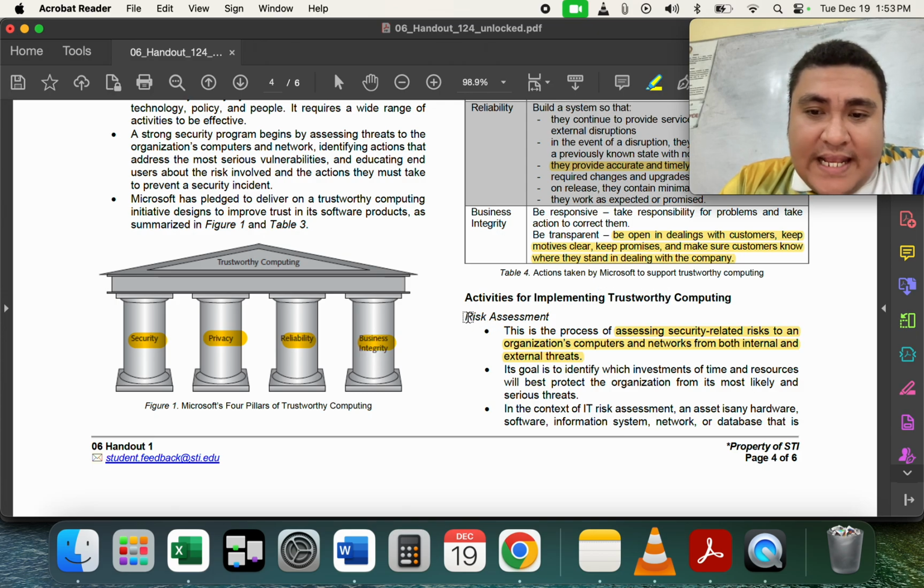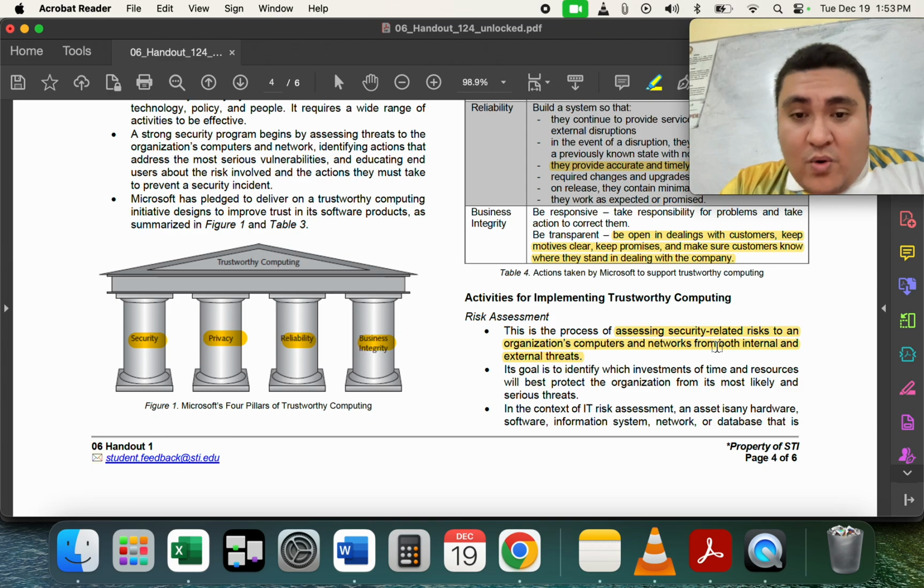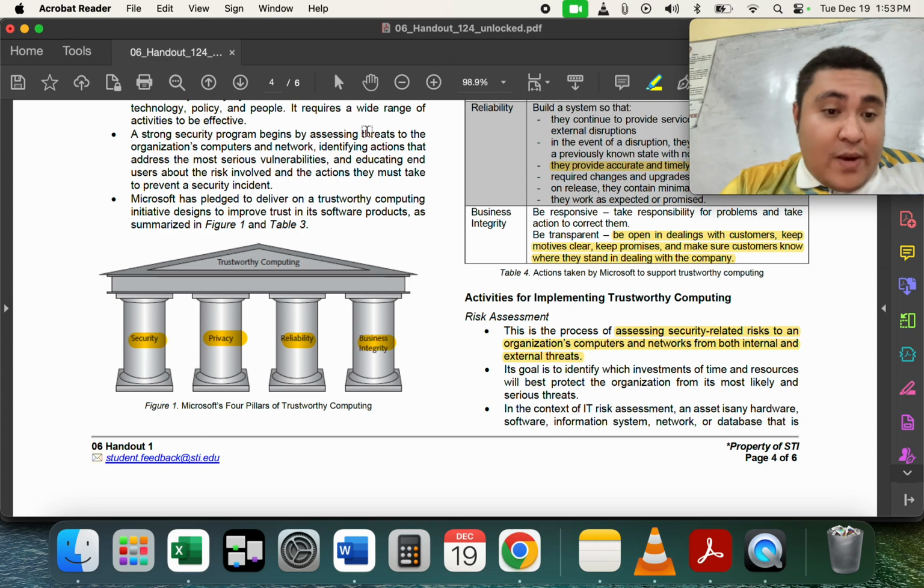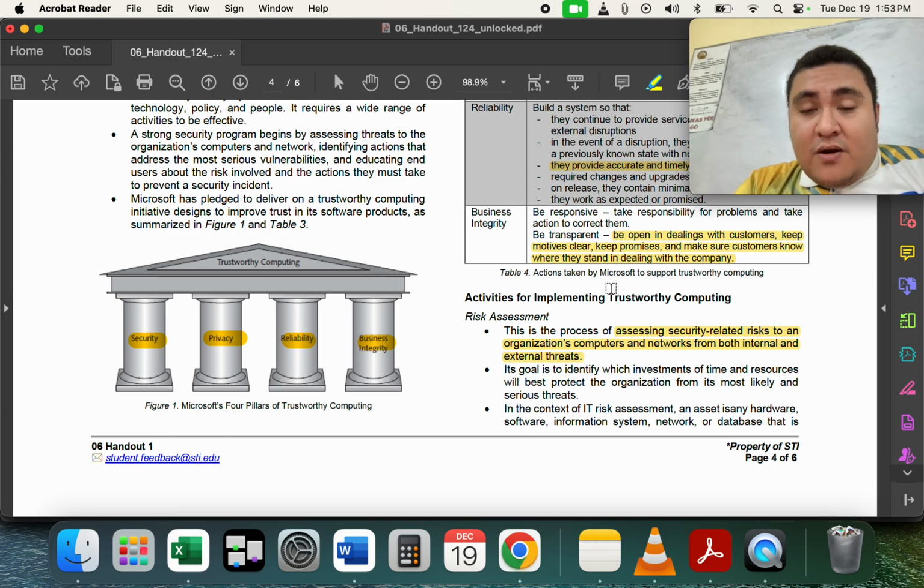We have here activities that will help implement trustworthy computing. The first one is risk assessment. This means assessing security-related risks to an organization. It could be either internal or external. When you say assessing security-related risks, it means calculating the possible damages or problems that can be encountered whenever such factors will be implemented.